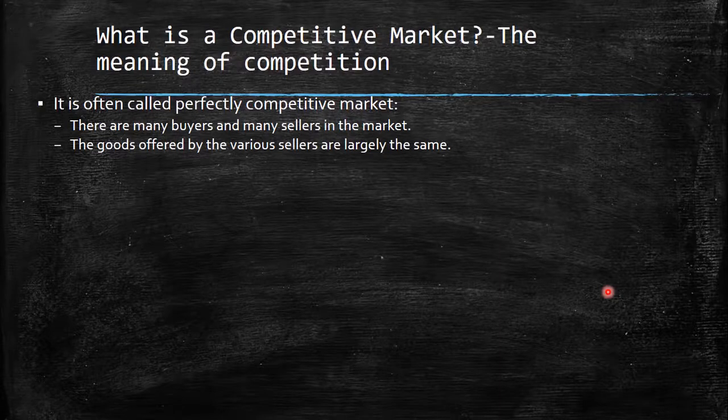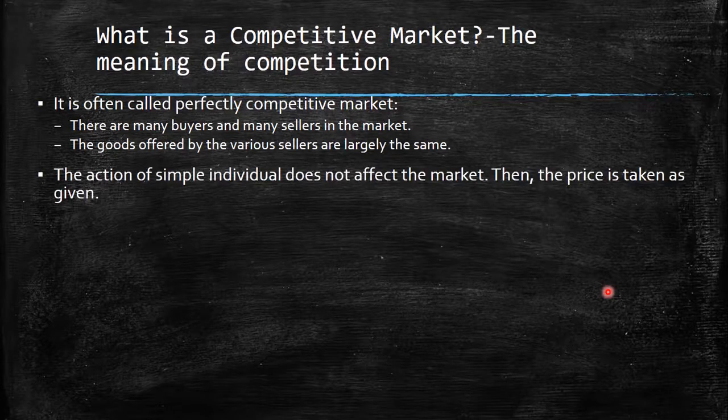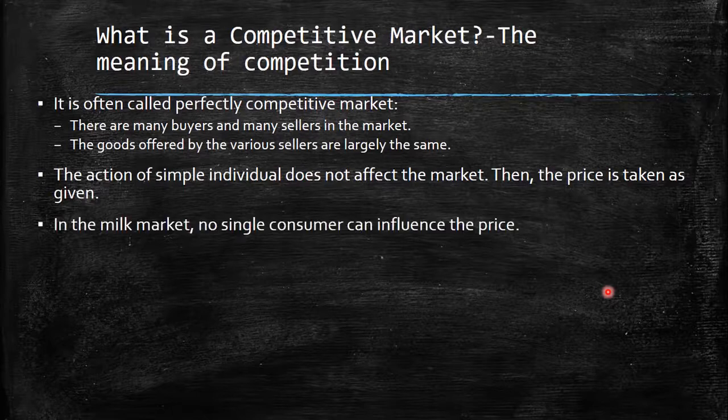As I said before, the first one implies price takers. They don't have any influence on the market. What we are trying to figure out here is that the action of a single individual does not affect the market, so the price is taken as given. You cannot change this price at all. Let's take an example of the milk market. No single consumer can influence the price. If you go to buy milk, assuming it's exactly the same milk, even if you buy 100, you cannot influence the price of the milk at all.